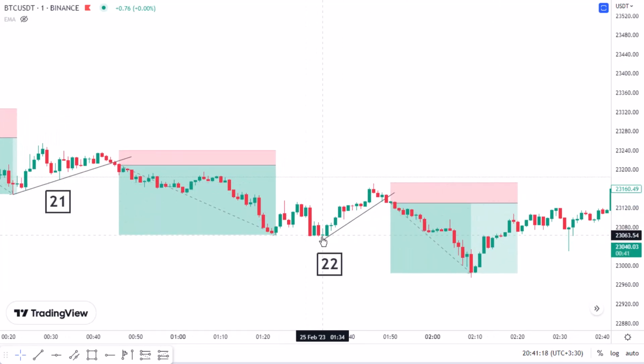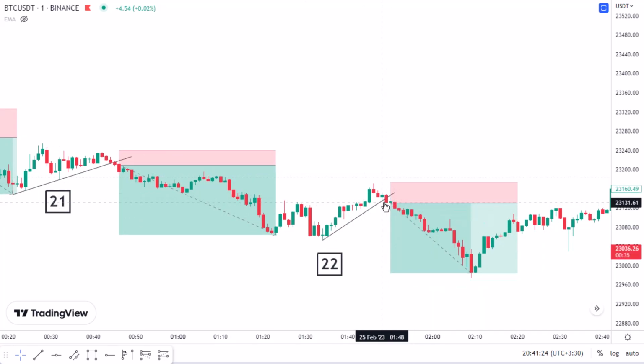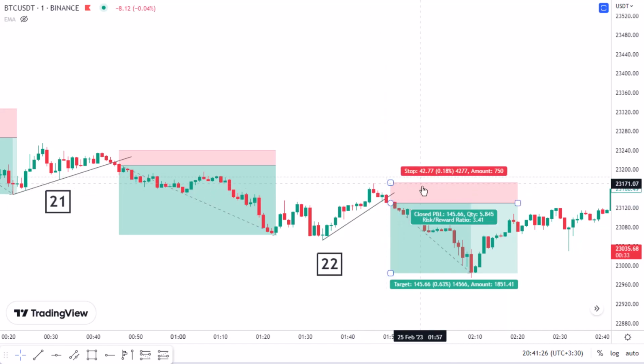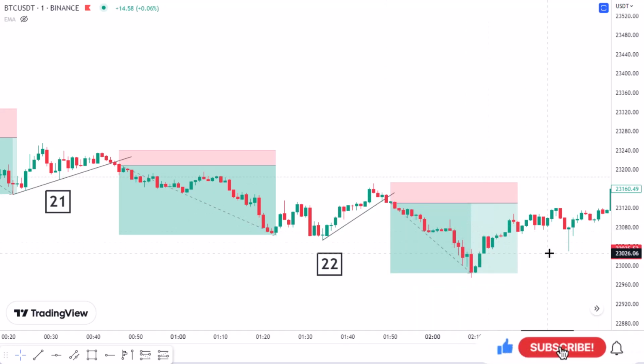On the last trade, we have this trend line here, broken with this red candle. We enter the sell position, put our stop loss somewhere safe, look for RR2, which gives us something like 3.5.